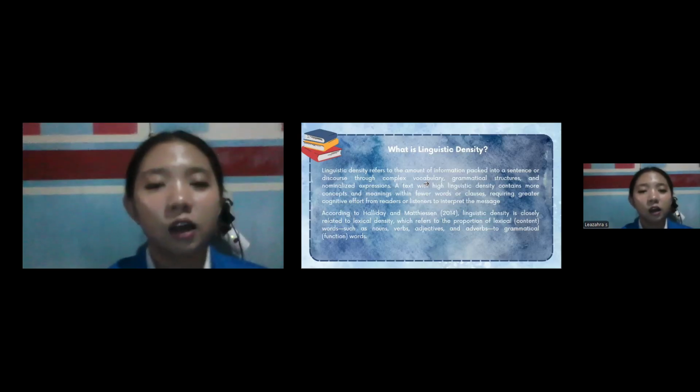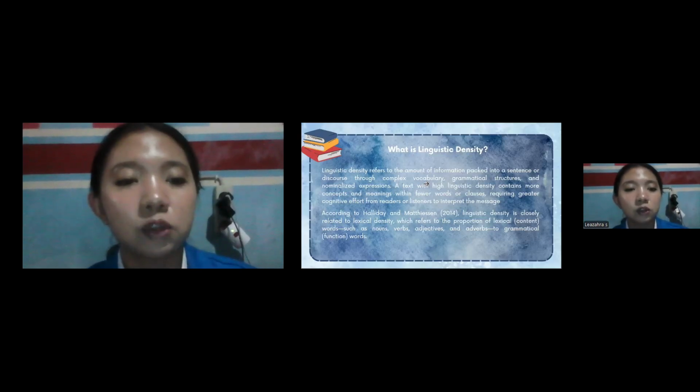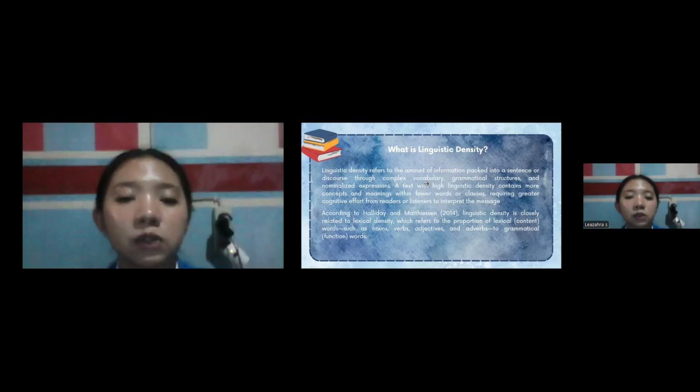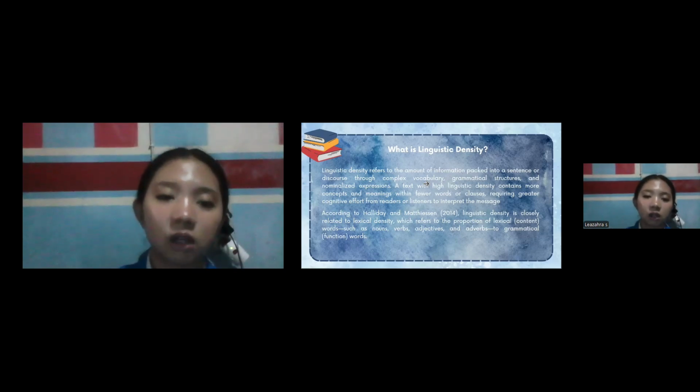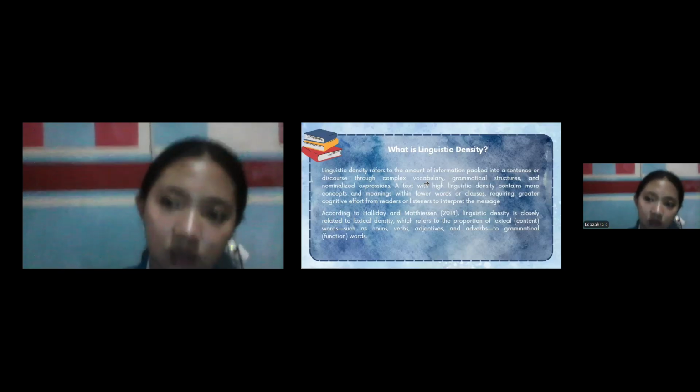According to Halliday and Matthiessen, linguistic density is closely related to lexical density, which refers to a proportion of lexical words such as nouns, verbs, adjectives, and adverbs to grammatical function words.